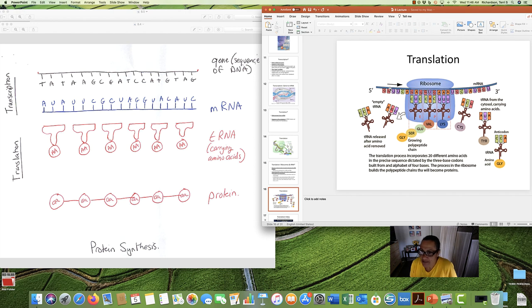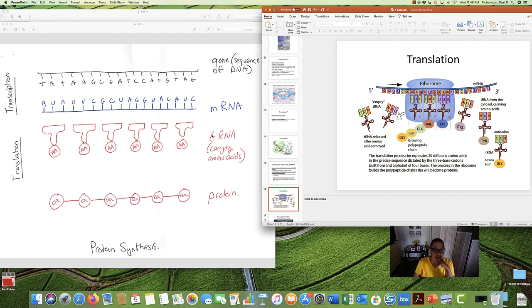mRNA leaves nucleus, comes out to cytoplasm. Ribosomes clamp on. Uber car, transfer RNAs, come in, park in the parking spot. Check for complementary base pairing. We got a good match? Good. I'm going to drop off this amino acid and they're going to bond together. It's like stitching together the protein as the tRNAs drop off the amino acids.